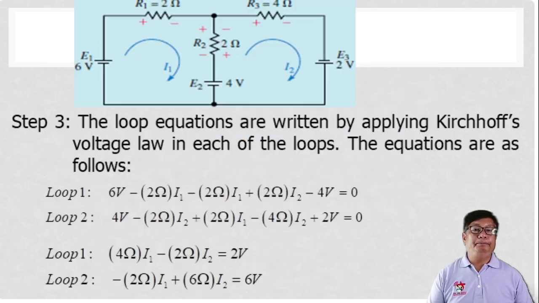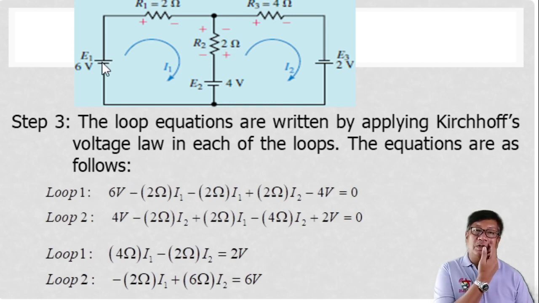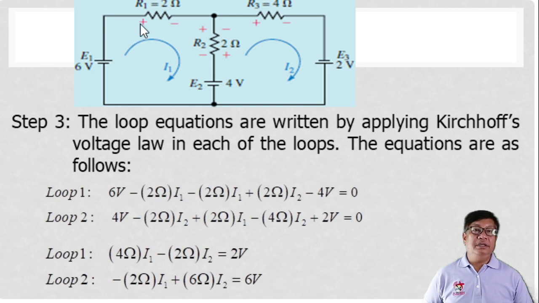Okay, so we have step number 3. The loop equations are written by applying Kirchhoff's voltage law in each of the loops. So in each loop, we have to write the loop equation using KVL, Kirchhoff's voltage law. Then as you can see in loop 1 here, we will start at the voltage source of 6 volts, E sub 1. Since this is positive to negative, this is minus here. Minus your resistance of 2 ohms times I1, the loop current I1.